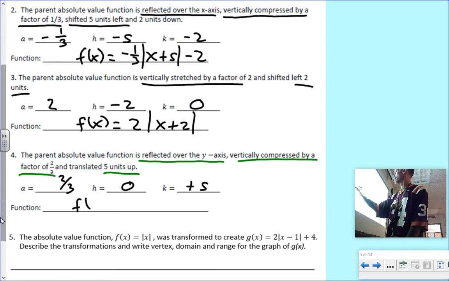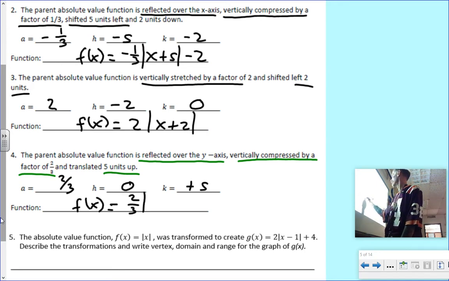Okay, so going back to my function. So 2/3 absolute value of. Now if you remember from the previous unit when we did have some b values, if it's going over the y-axis, that means the negative sign is attached to that x. So that's what that reflection would look like across the y-axis. And then your plus 5, again, just goes on the outside.